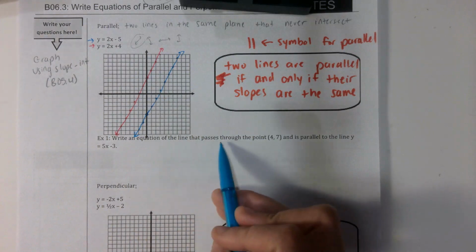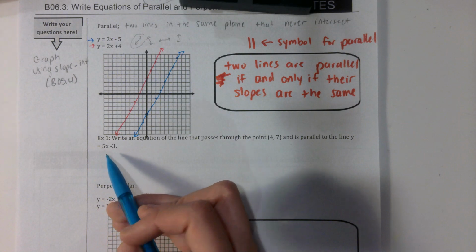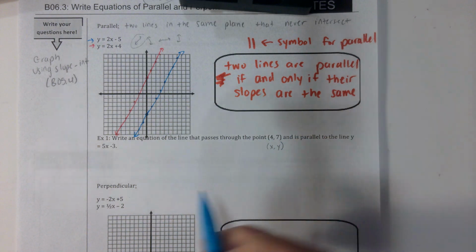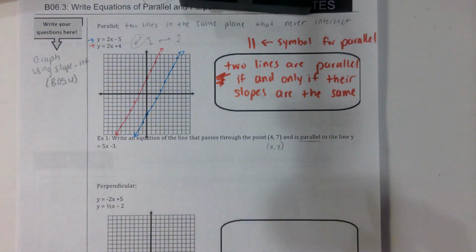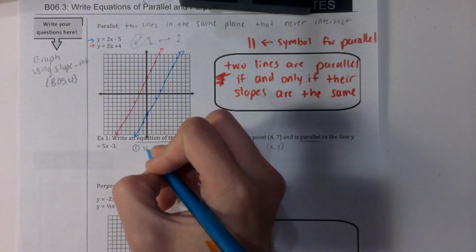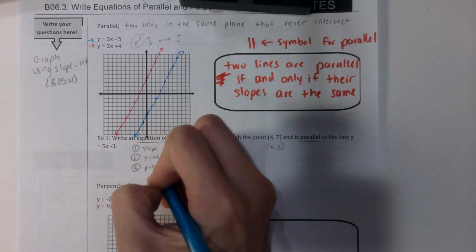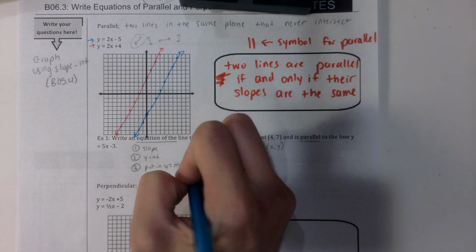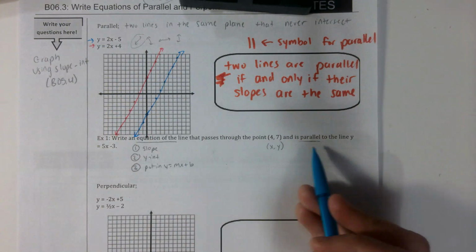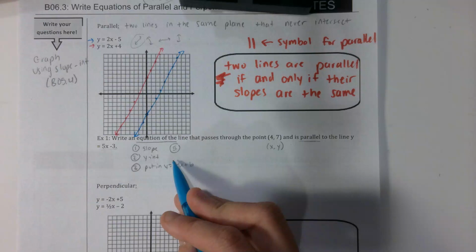Write an equation of the line that passes through the point (4, 7) and is parallel to the line y equals 5x minus 3. So we know that this is our x, y, and we know that it's parallel. Our steps for finding the equation of a line: 1, we need the slope, 2, we need the y-intercept, and 3, put in y equals mx plus b. So 1, we know that the slope is parallel, so it needs to be the same as this, so it's going to be 5.